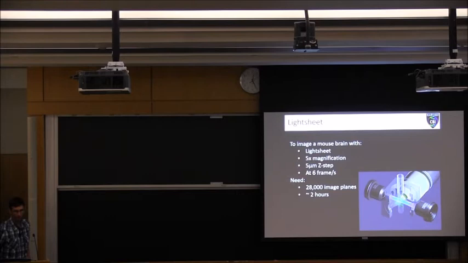So now, if we take that same sample and go to the light sheet, we can use a 5x magnification. We can do a 5 micron Z step. We can image a lot faster because we don't have to wait for our laser to scan back and forth all the way across our sample. We just position our sample, take an image, move our sample, take another image. So now we only need about 28,000 image planes to do this, and it takes about 2 or 3 hours instead of 20 days. So much more advantageous, easier, better.